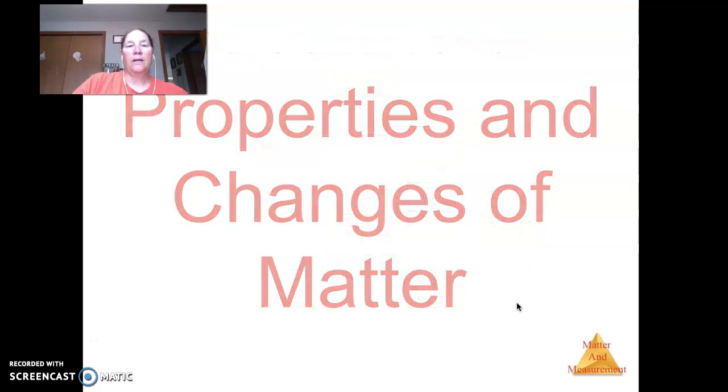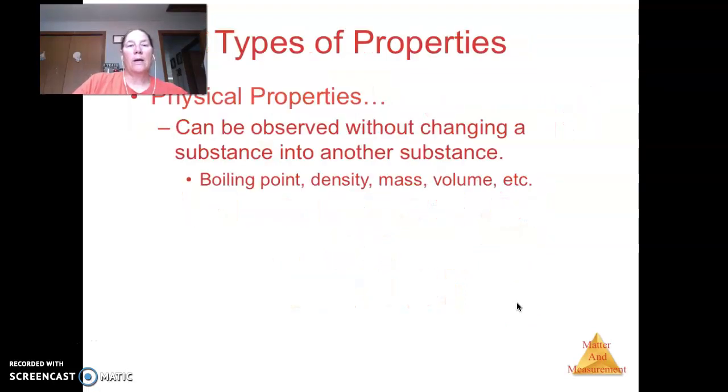Okay. All right. So when we talk about matter, we talk about its properties. Matter has two types of properties. It has physical properties and it has chemical properties. Physical properties is what you can see. You can observe these and you're not going to change it to a new substance.